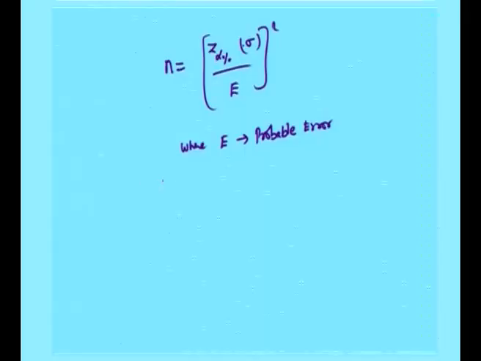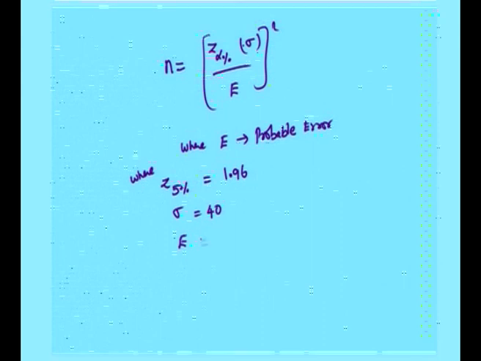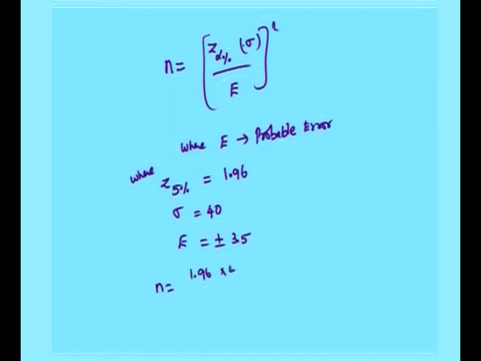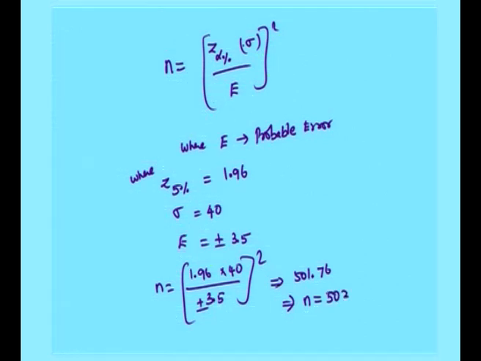All the values given in the question: Z at 5%, because of 95% confidence level we are taking 5%. Z at 5% is 1.96, and sigma, which we have just found, is equal to 40, and the probable error allowed for the mean is plus or minus 3.5. So, n is equal to (1.96 into 40 divided by plus or minus 3.5) whole square, and this value gives you 501.76. Therefore, n being a number is 502, rounded off to the nearest whole number.